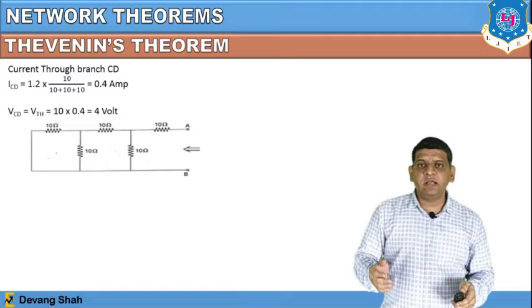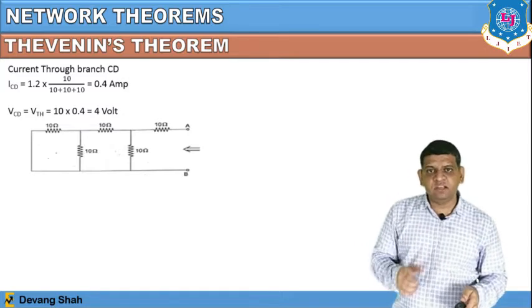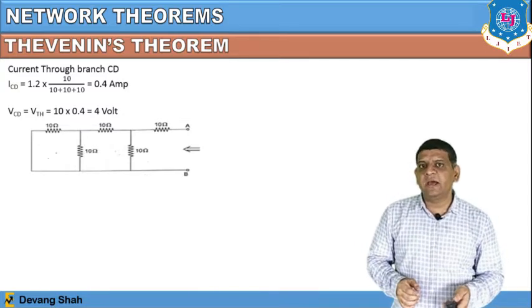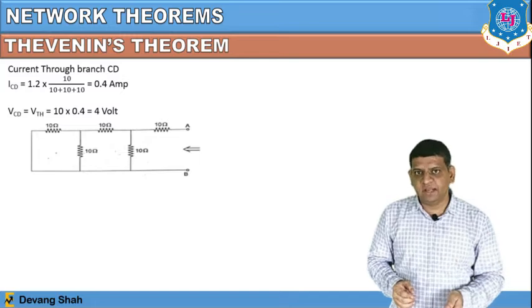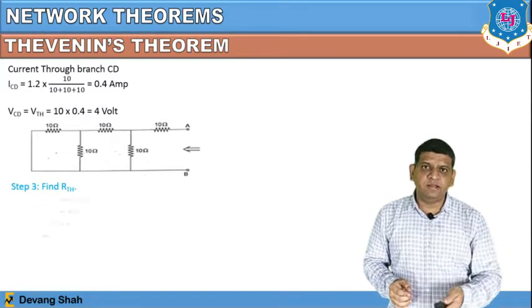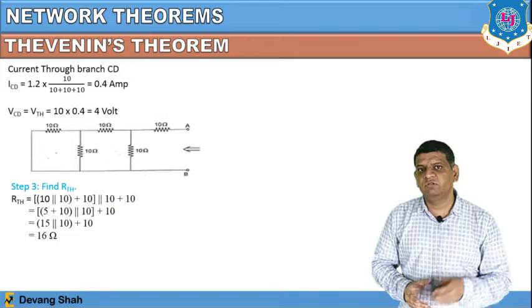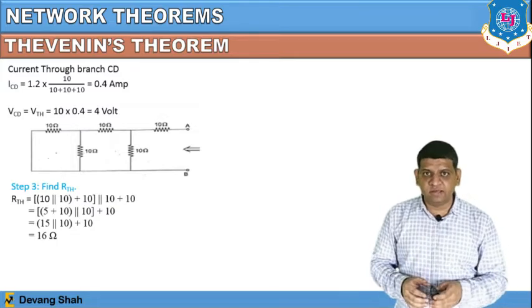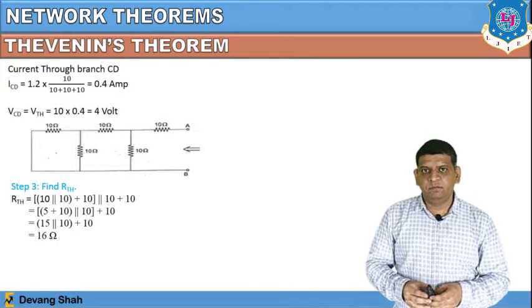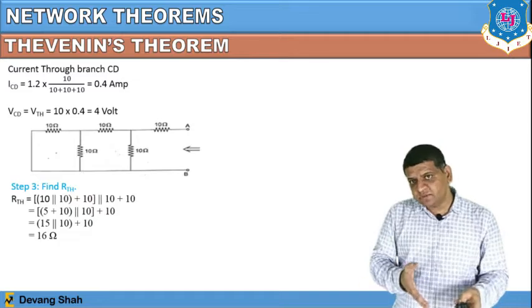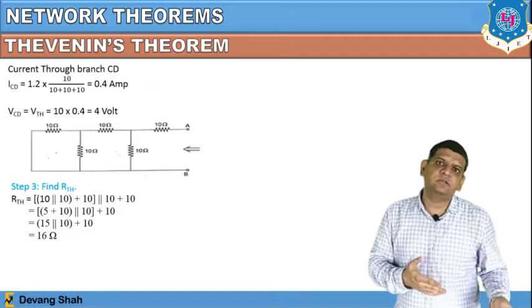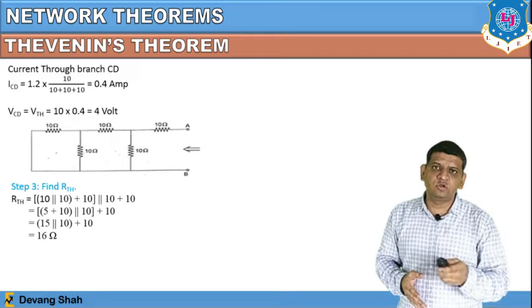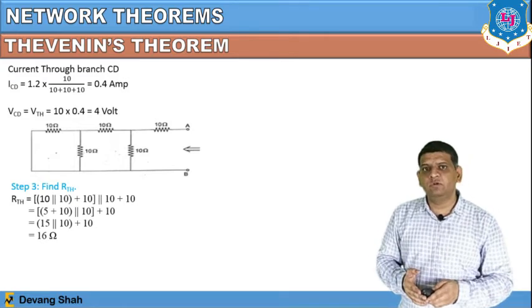Then the 10 and 10 ohm resistances are in parallel, in series with the 10, and again in parallel with 10, and again in series with 10. So you can find RTH from this equation, where RTH is equal to 10 in parallel with 10 plus 10, that means in series with the 10, again in parallel with 10 plus series with the 10. Once you solve this network, you can find the total RTH would be 16 ohm.